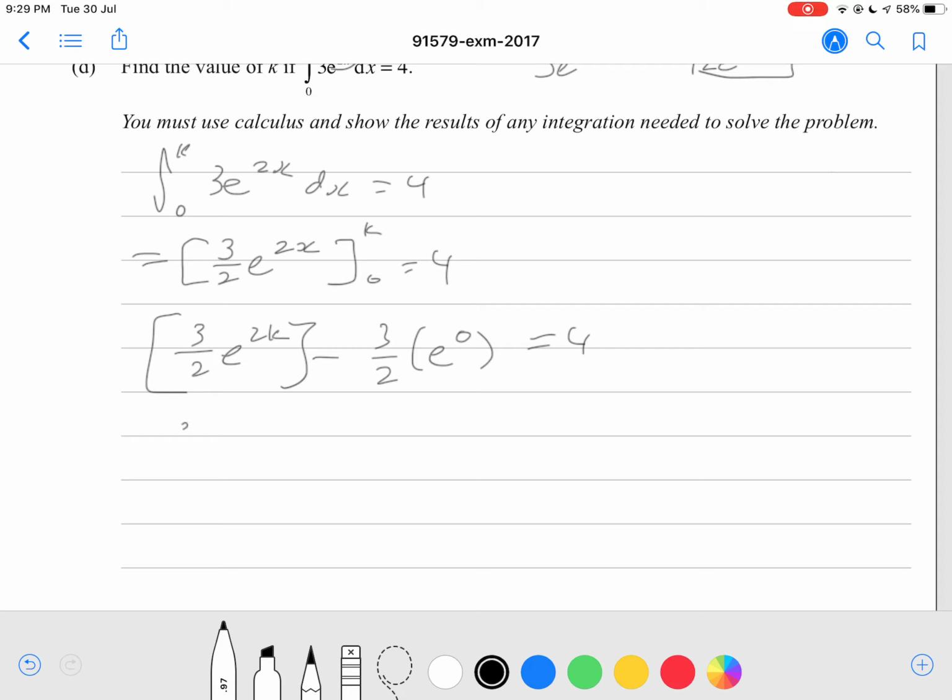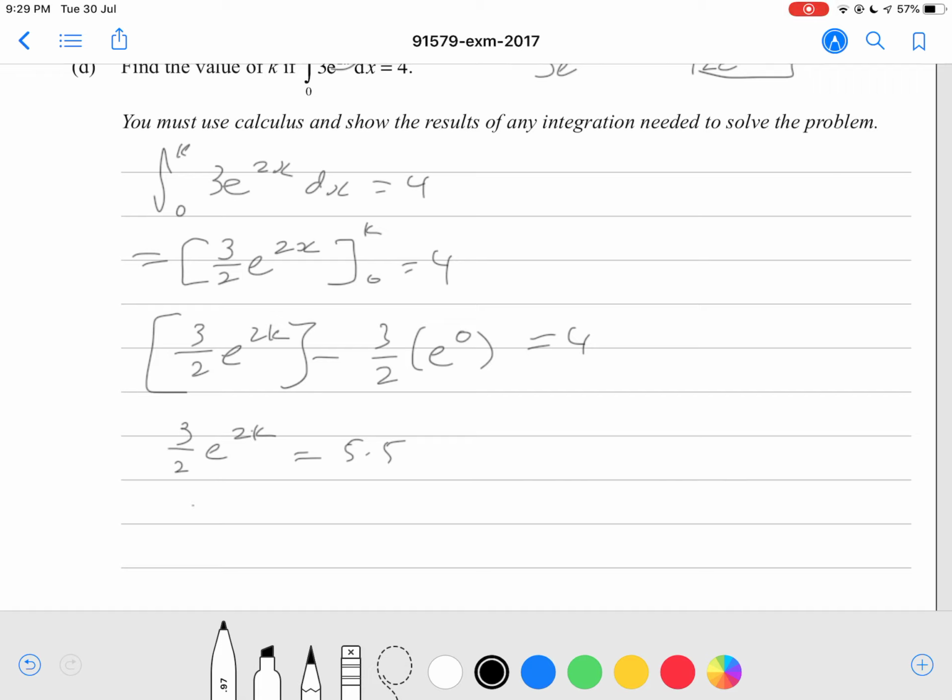Now we're just going to simplify this a bit more. So 3 divided by 2, e to the power of 2k. Okay, so e to the power of 0 is just 1. 1 times 1.5, that should be 1.5. Let me check that. Yeah, it's 1.5. Sorry, that's so silly. Okay, so if you move the negative 1.5 to the other side, it becomes positive 1.5. So 4 plus 1.5 is just 5.5. So 3 over 2 e to the power of 2k equals 5.5.